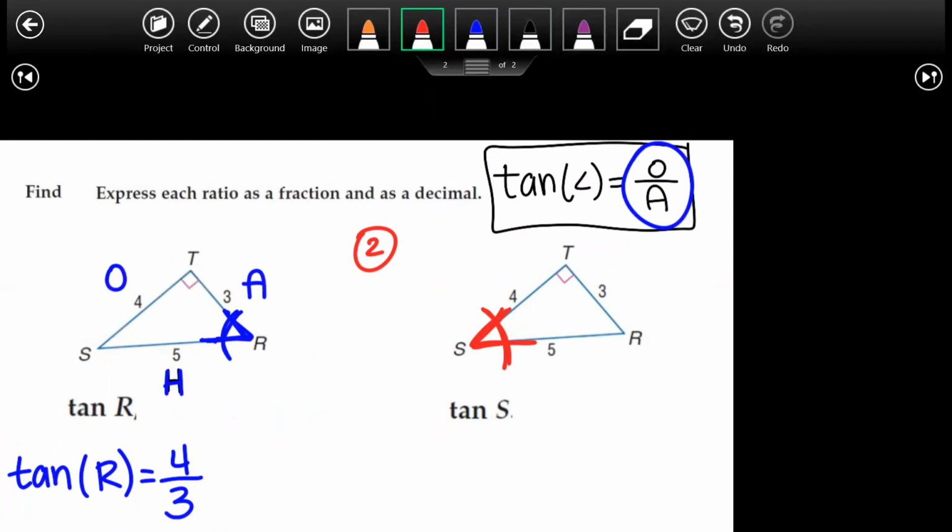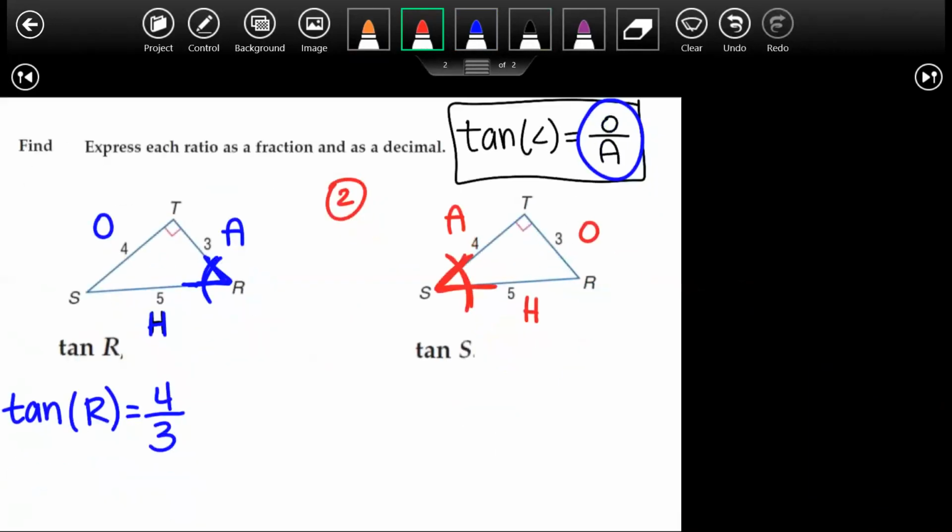What's the longest side? What do we consider that? Hypotenuse. Always a hypotenuse on the longest side. The side closest to the angle has to be A, or adjacent. That means the opposite side has to be 3, or O. We want to write the tangent of S is going to be what? 3 over.